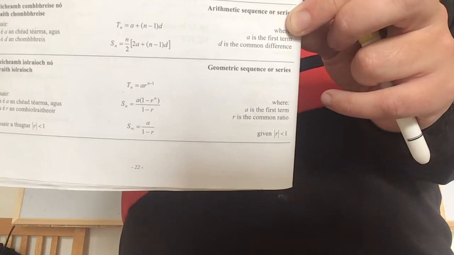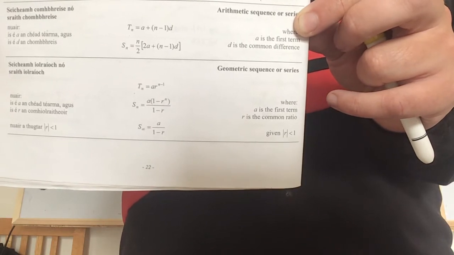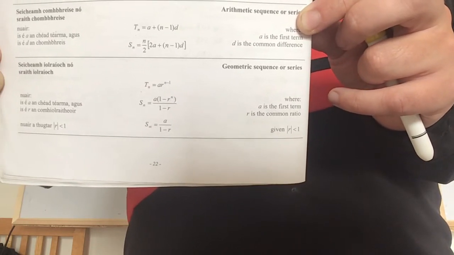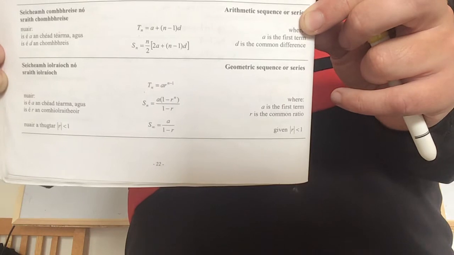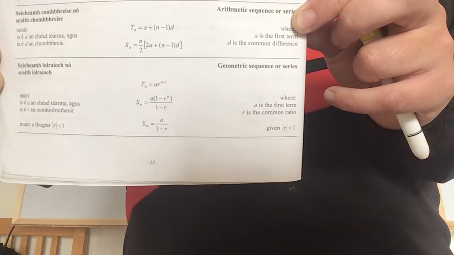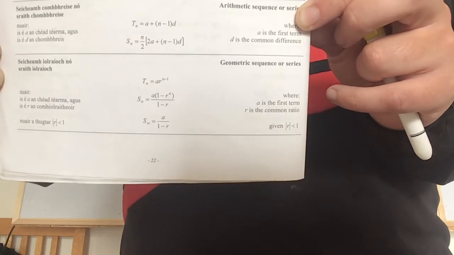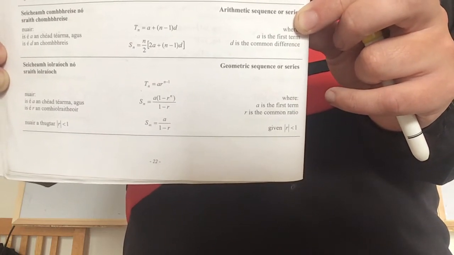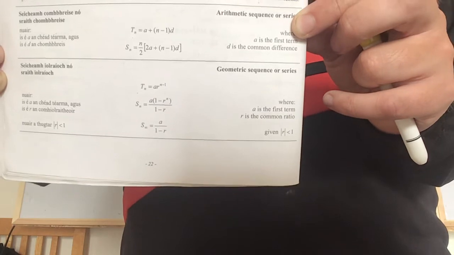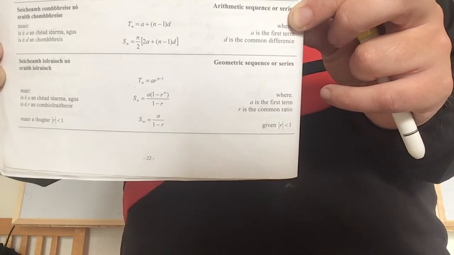So with any question you have to ask yourself, do the terms go up by a common difference? Or are they a common ratio, where they're multiplying, they're doubling, they're tripling, they could be halving, they could be multiplied by a ratio of 1/99, as per se. Okay, that's the first thing you need to know.